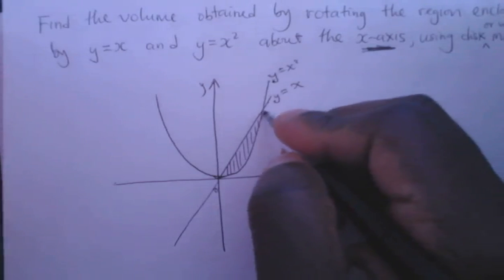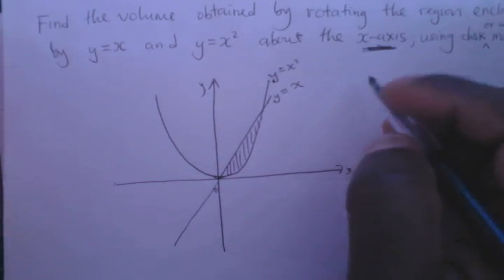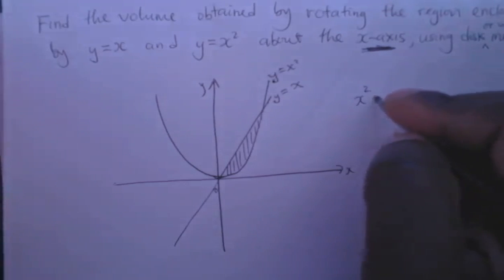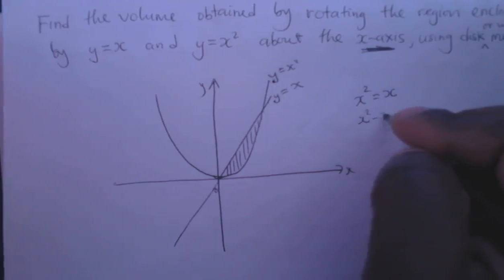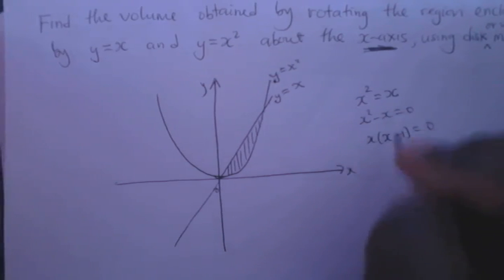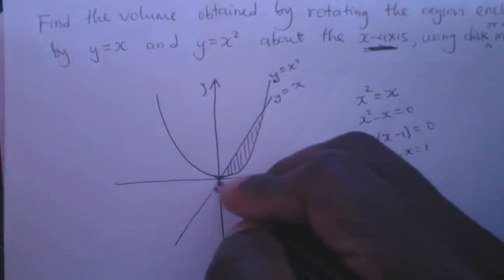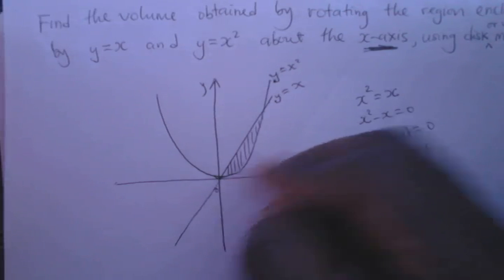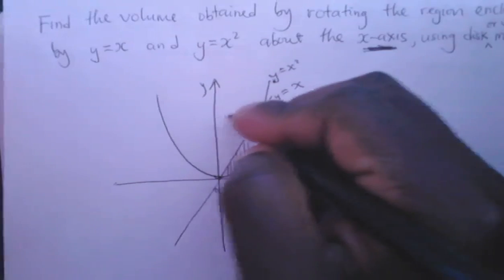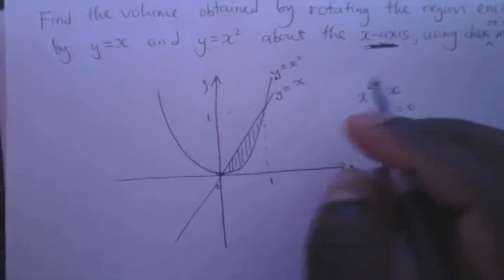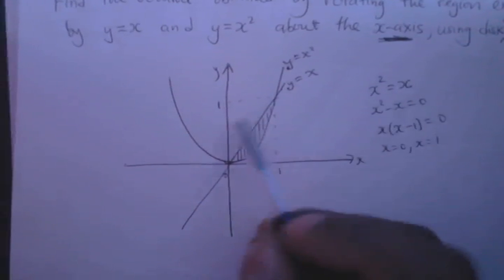And notice it intersects at a certain point. How do we find the point of intersection? You just equate both graphs. x squared equals x. Therefore, you have x squared minus x equals 0. x times (x minus 1) equals 0. x is 0 or x is 1. So it intersects at 0, which is true because they both intersect at the origin. And this point here is just going to be 1. This is where they intersect again. And if you solve for y there, you just get 1. There we go. So first thing is to sketch the region.